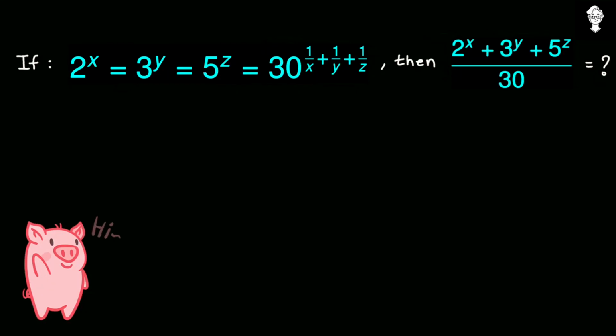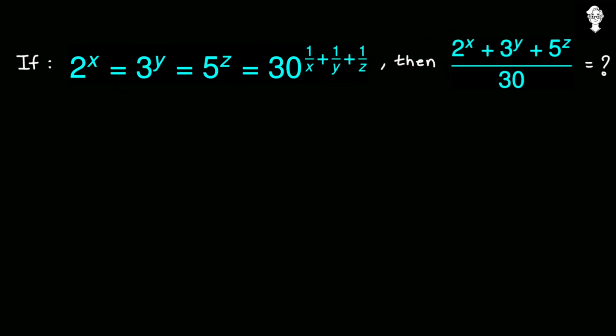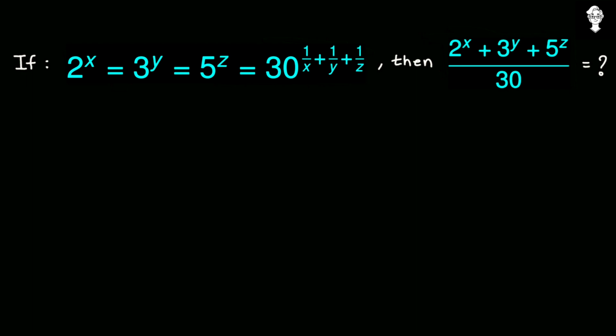So today we have a nice exponential question. It has been given that 2 to the power x is equal to 3 to the power y is equal to 5 to the power z, and these three things are equal to 30 to the power 1 upon x plus 1 upon y plus 1 upon z. Then find the value of (2 to the power x plus 3 to the power y plus 5 to the power z) upon 30. So let us see the solution.